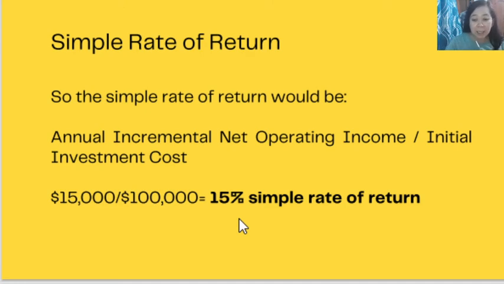Okay, so basically, there is a difference between the average and simple rate of return. You can see it because if you could still remember, in the average rate of return, we computed the average expected amount of cash inflows. Whereas in this simple rate of return, we just determine the annual incremental net operating income. Okay, so that's all for simple rate of return.